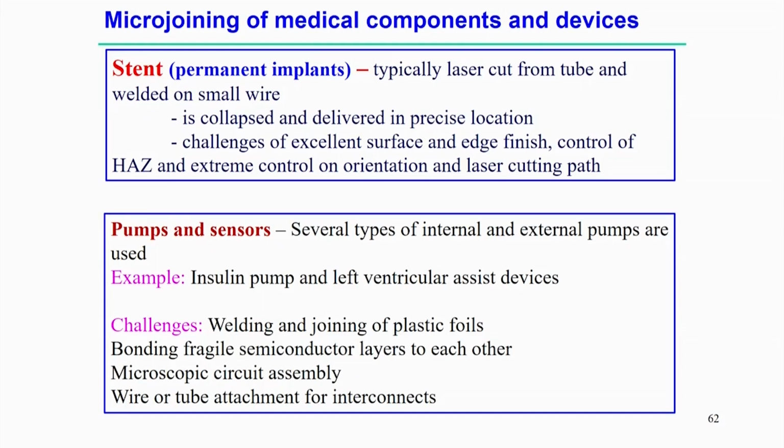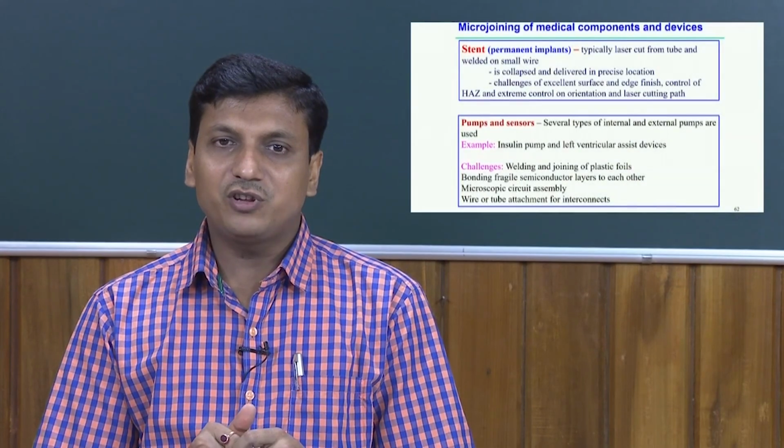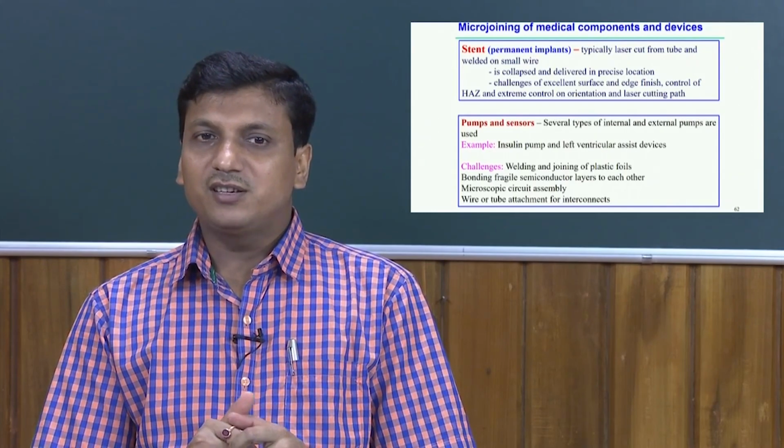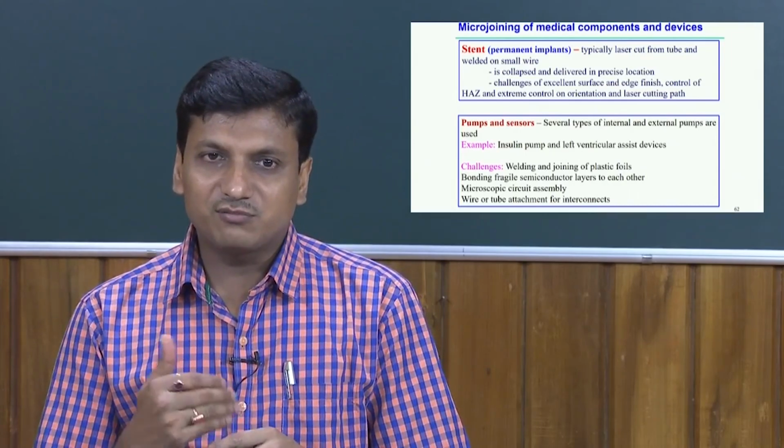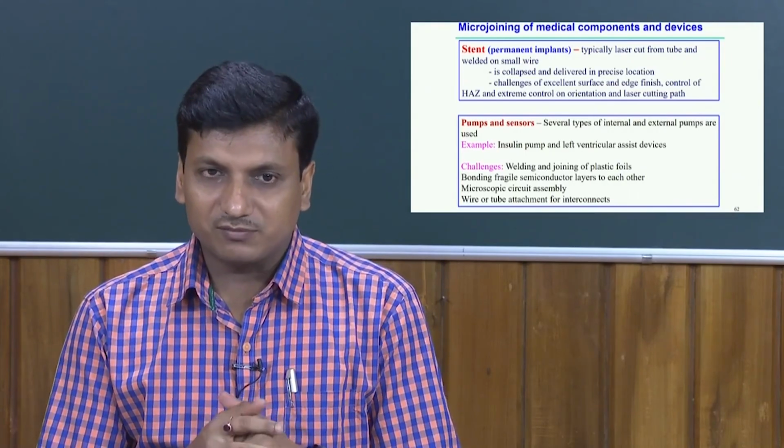In this case, typically the stents are produced by laser cutting from a tube and welded onto a small wire. The objective is that the stent needs to be collapsed and delivered to a very precise location. In this case, the challenges are excellent surface finish and edge finish, control of the heat affected zone, and extreme control of the orientation and the laser cutting path. These are the main issues, specifically for the application of laser in these medical components.